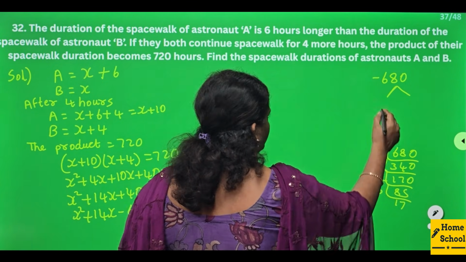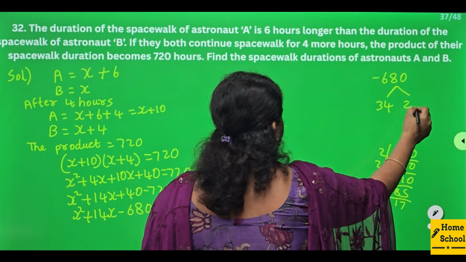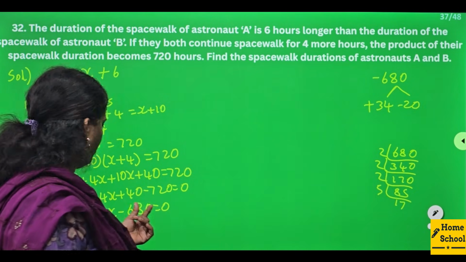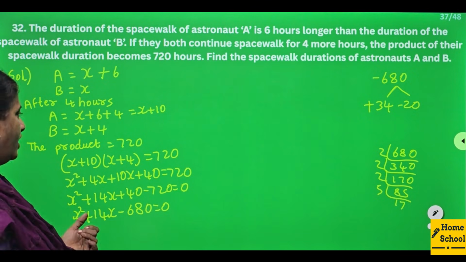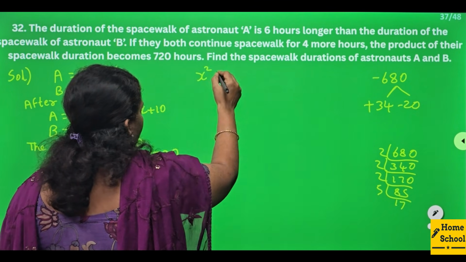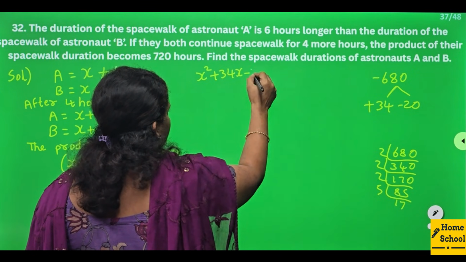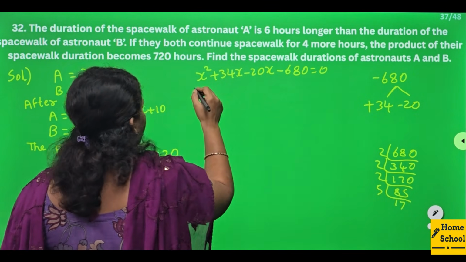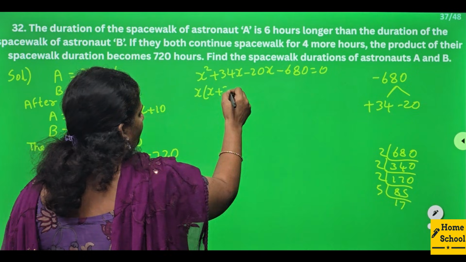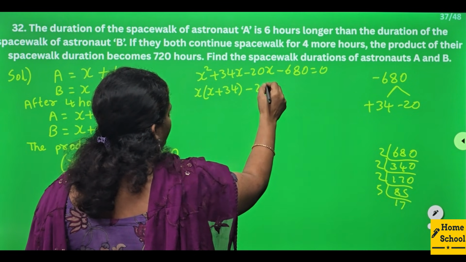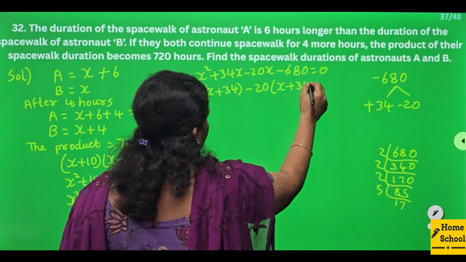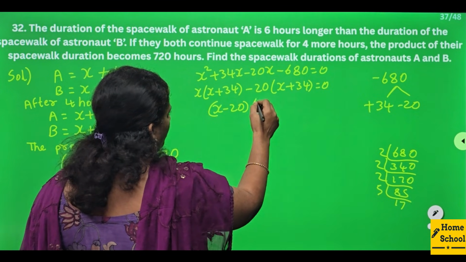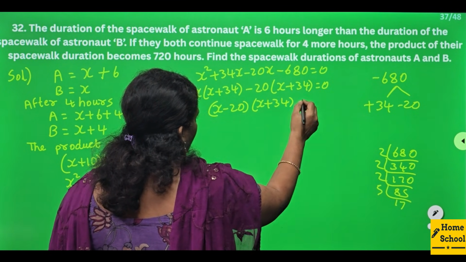5 2s are 10, 10. 34 minus 20, you are going to get plus 14. Plus 34 minus 20, you are going to get plus 14x here. Now x square plus 34x minus 20x minus 680 equal to 0. Take out x common, x plus 34, and here minus 20 common, x plus 34 equal to 0. x minus 20 into x plus 34 equal to 0.